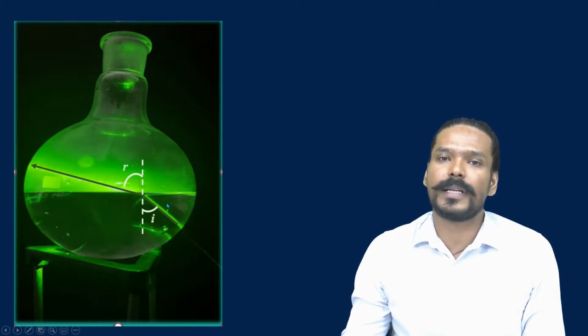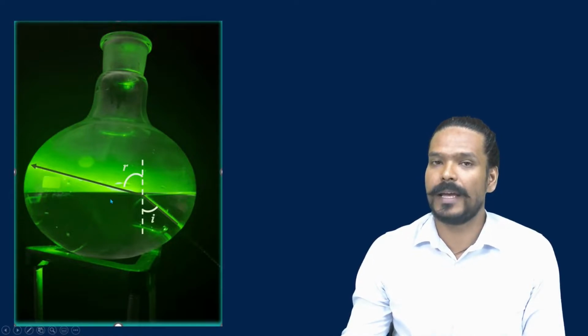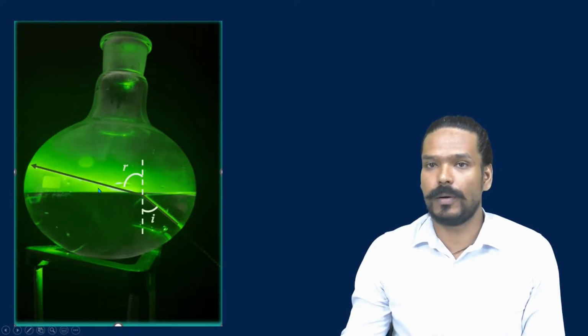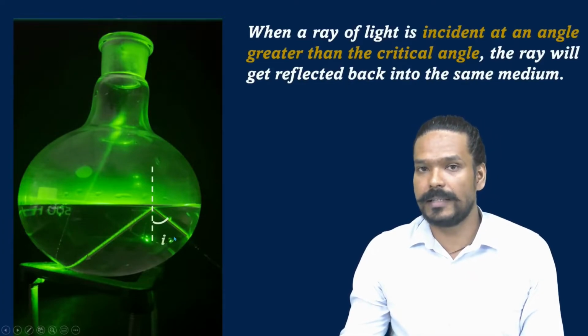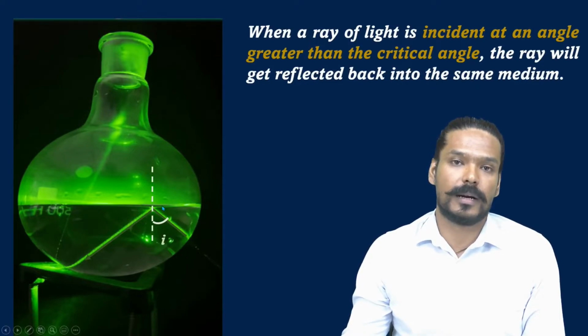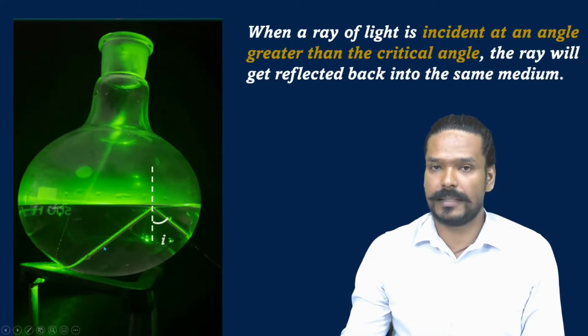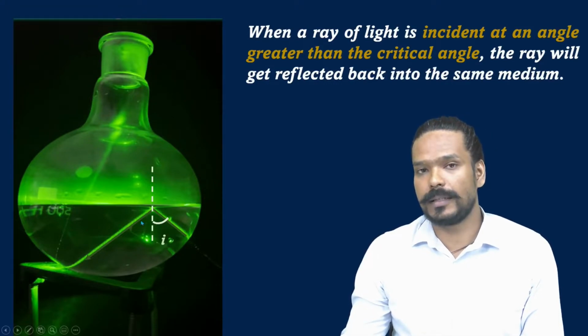Now, at a particular angle of incidence, the angle of refraction can become 90 degrees. That is, it just grazes over the interface between the two media. Now, that angle of incidence is called the critical angle. Now, if the angle of incidence is greater than the critical angle, right, here I is greater than the critical angle, then the incident ray is completely reflected back into the same medium, right? Now, this is called total internal reflection.